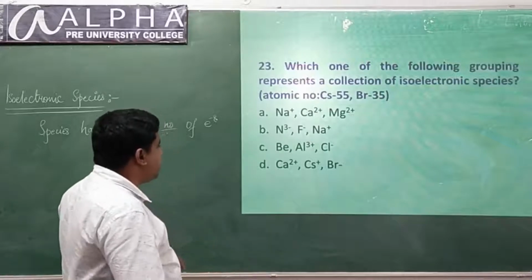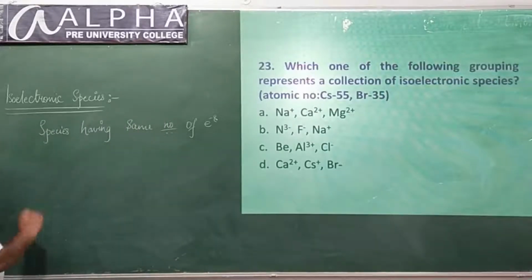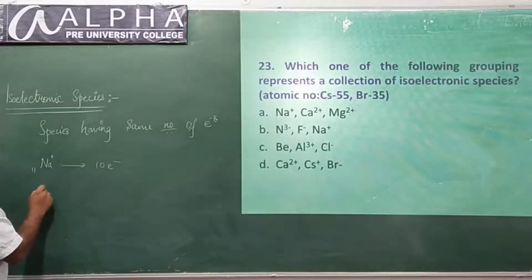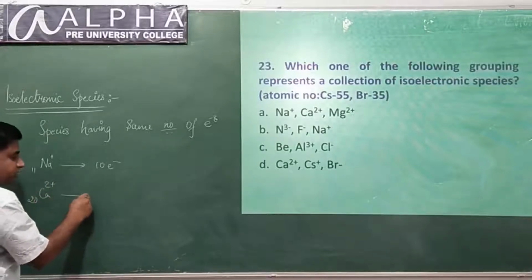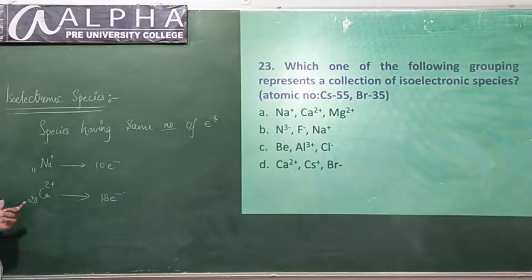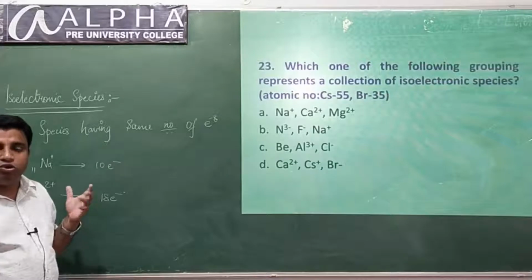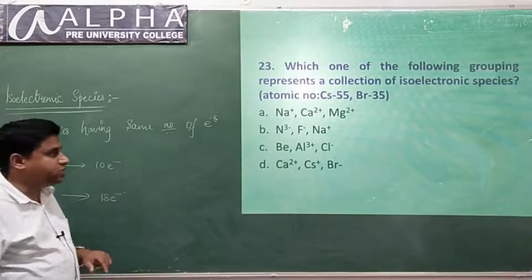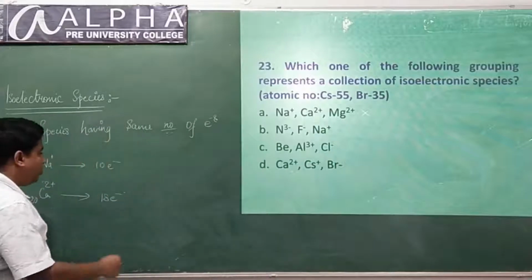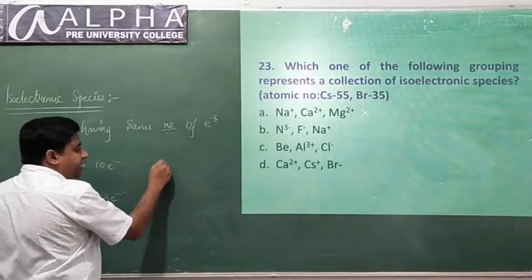By the way, what is the atomic number of sodium? Atomic number of sodium is 11. On losing one electron, it has 10 electrons. Calcium, atomic number 20, upon losing 2 electrons, the number of electrons is going to be 18. That means they do not have the same number of electrons. Hence, option A cannot be the answer.